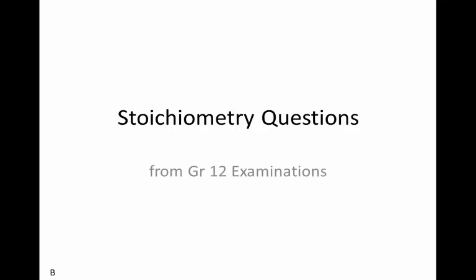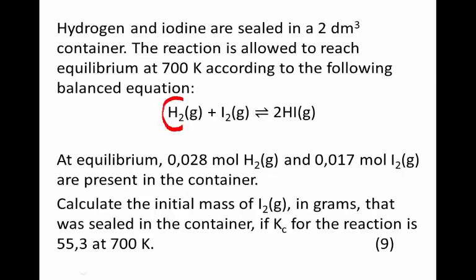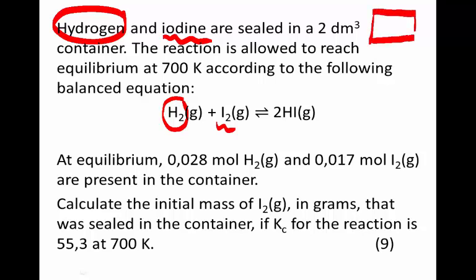Let's answer another stoichiometry question from an old grade 12 examination. Here's a question involving equilibrium. We start off with some hydrogen and some iodine that are sealed inside a container. So at the start, all that is inside this container is some hydrogen and some iodine, nothing else. There's not yet any hydrogen iodide.